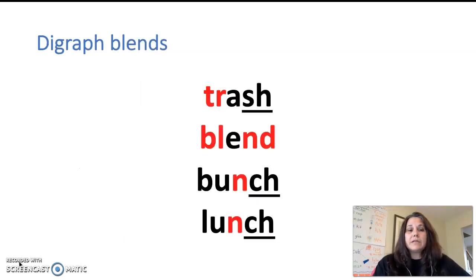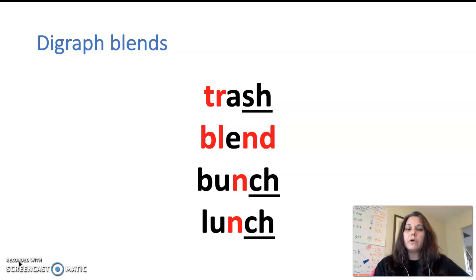Words can have digraphs, blends, or digraph blends. So to finish up our chat, I just wanted to share some examples of words that have both. As in the word trash, this has a beginning blend. The TR letters maintain their sounds, and the digraph SH says sh, one sound. So we have t, sh, trash.